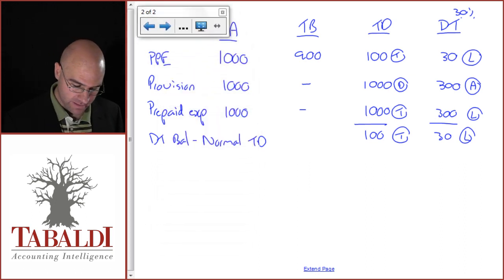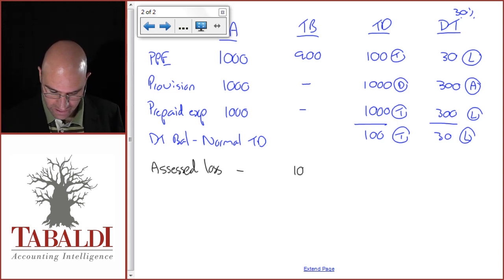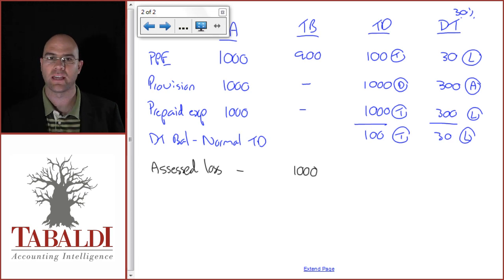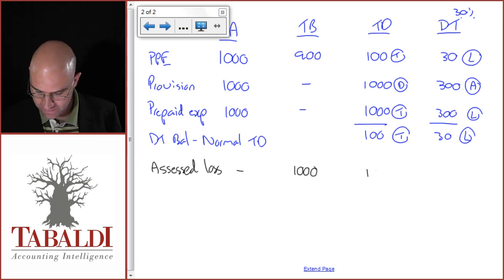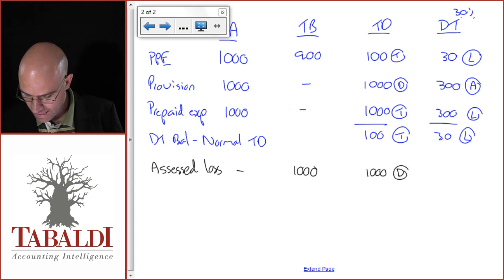So what else could happen on this calculation? I might very well have my assessed losses. So I'm going to put that in a different color. And the assessed loss in the current year, well, we know that that is definitely not an accounting figure. That purely is a tax figure, and let's continue to use 1,000. Let's say I have a future tax deduction of 1,000. Temporary difference being a deductible temporary difference of 1,000 would give rise to a deferred tax asset of 300.